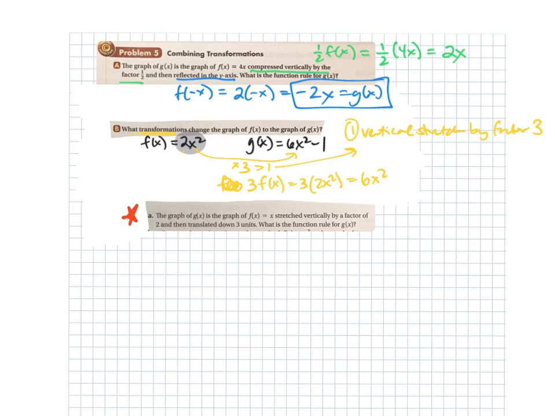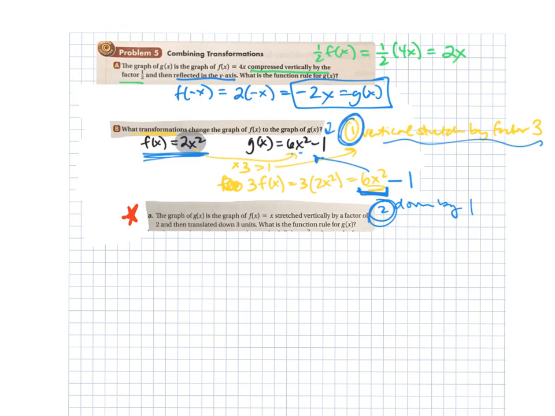So now we're at 6x squared, but we also need this minus 1. So if this is my function, right, and I'm subtracting a number after that, that means it's going down by 1. So that's my second transformation. So this function was vertically stretched by 3 to get to the 6x squared, and then it went down by 1 to get this minus 1. So these are my two transformations. This is the answer. Vertical stretch by factor of 3 and then down by 1.